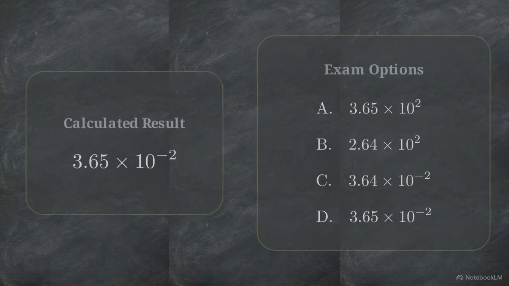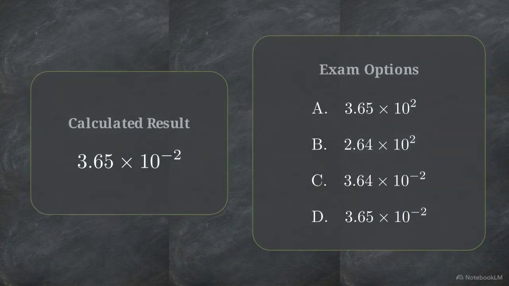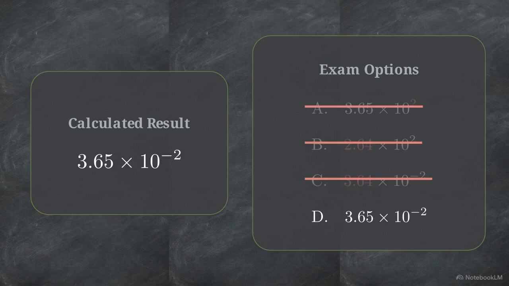Compare our derived answer, 3.65 times 10 to the -2, against the exam options. Option C is the result of truncation instead of rounding, so we eliminate it. Option A has a positive exponent, which our decimal rule avoids. Option B uses an incorrect base number of 2.64, which doesn't appear in our calculation. This leaves option D, which matches our result exactly.